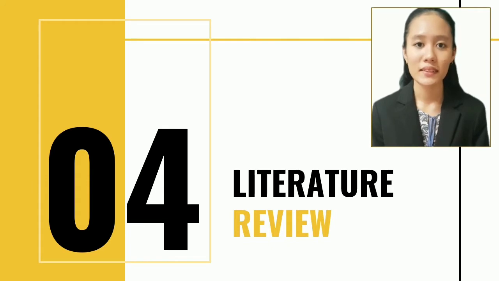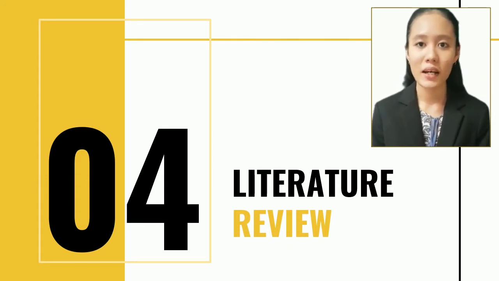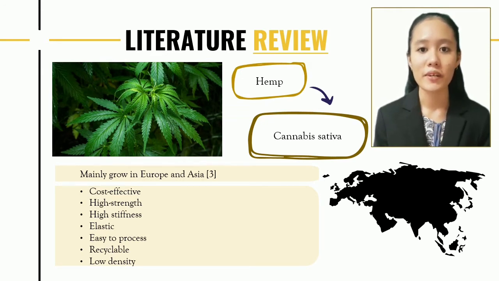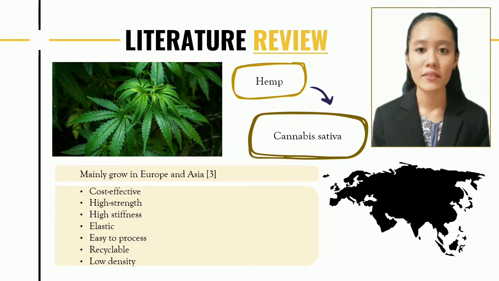The fourth section is the literature review. In this section, I will explain the literature review that has been done during this semester on the related topic of this project. Hemp is one of the most widely used natural fibers as reinforcement material in polymer composites. Hemp fiber is derived from a plant called Cannabis sativa that mainly grows in Europe and Asia. Hemp fiber is found to be a very cost-effective alternative for synthetic fiber due to its high strength and stiffness. Hemp fiber is also known for its elasticity, ease of processing and recycling.